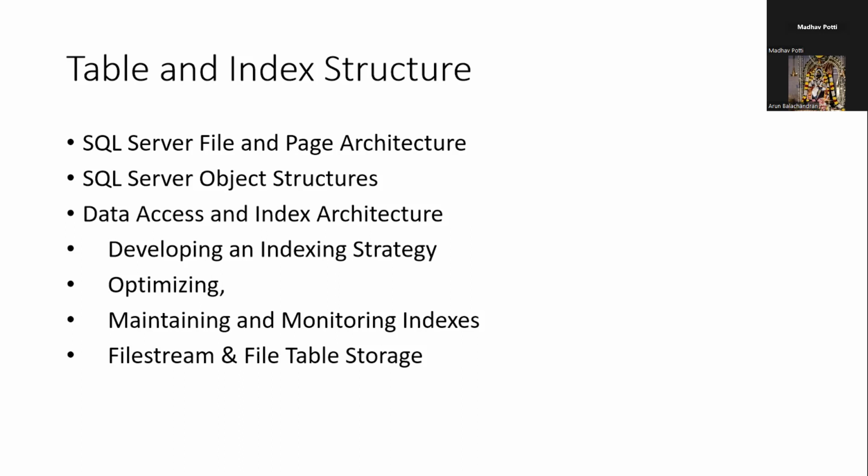The functional part we will be talking about later. We will see the functional aspect in the index architecture. We will see how to maintain and monitor indexes. Then we will also see what is a file stream, how a file can be stored within a table, using the file stream data. We will see that. And we will also have file table. So both options are available to store files: file table storage and file stream.